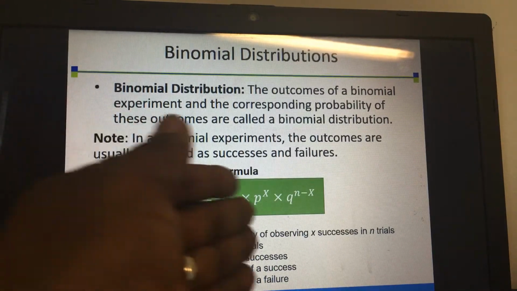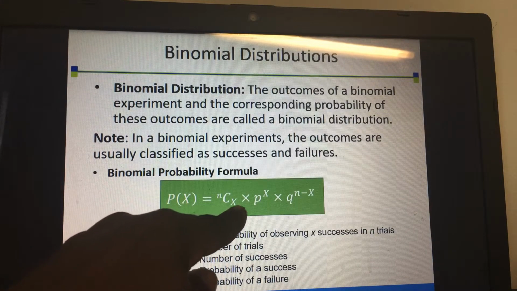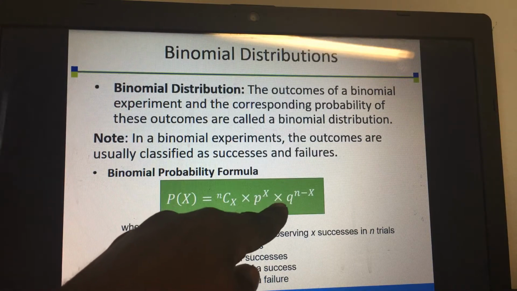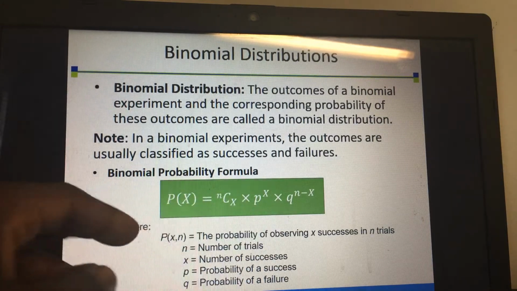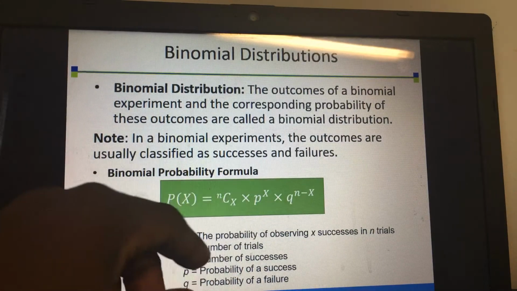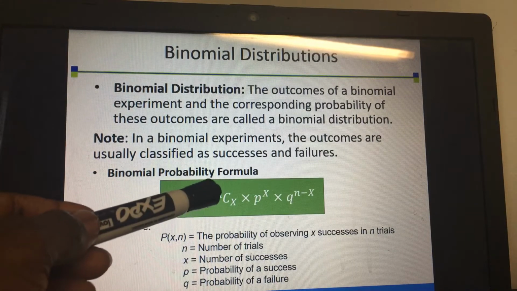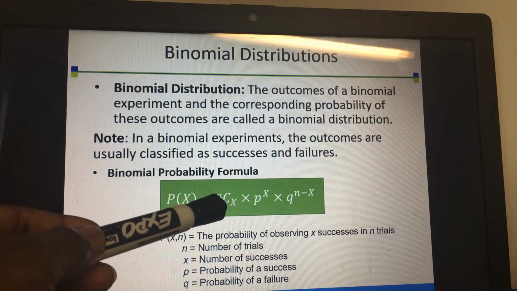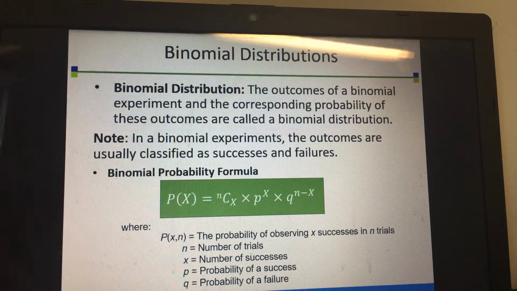And we use this formula to calculate it. P of x equals n combination x times p to the power x times q to the power n minus x. Don't worry about the appearance of the formula, how it looks. It looks like a monster, but it's not. When we start using it, you will discover that it's actually simple. If you look at this side, nCx, we did it when we were doing the counting rules. We did combination. It means n combination x. And I showed you how you can get it with a calculator, and I'm going to show you again today.